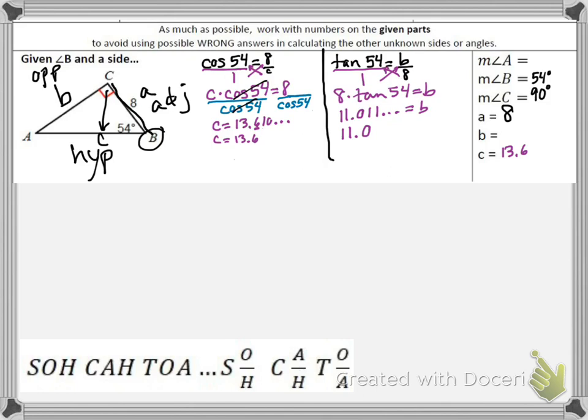And you could write technically just plain 11, but I like to write 11.0 because it tells me that it's accurate to the one place past the decimal, even though it looks like it's a whole number. 11.0.